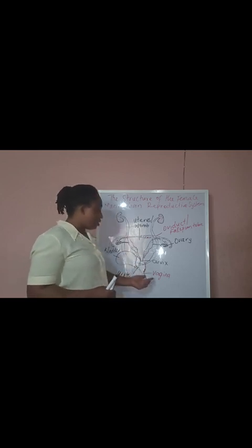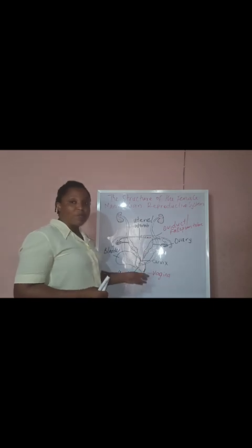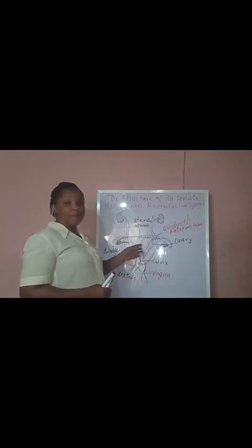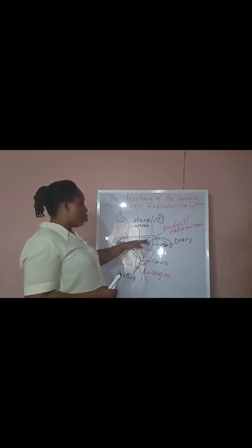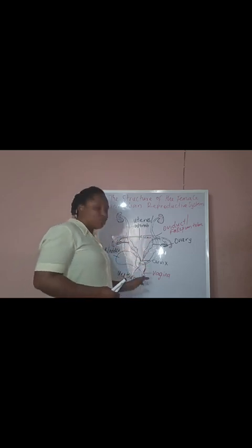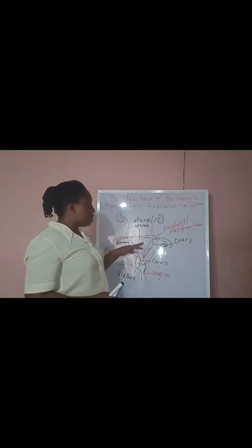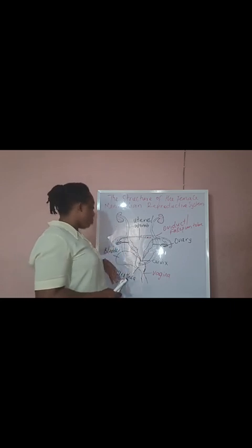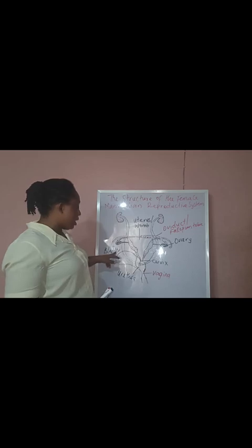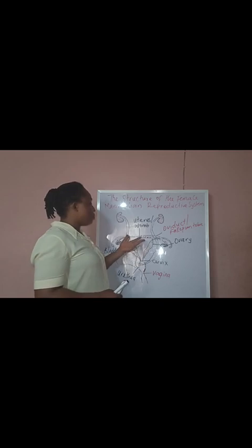Next we have the vagina. This vagina is the part of the female reproductive system that receives the sperm during ejaculation, and it also serves as the birth canal. That means when the baby is ready to be born, the baby passes through this canal to come out. So you can see all the structures of the internal part of the female reproductive system. All these are located in the internal part of the female body. We can see the bladder and the urethra with their relation to the female reproductive system.